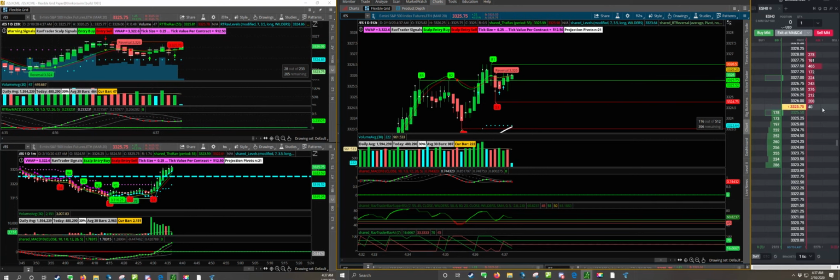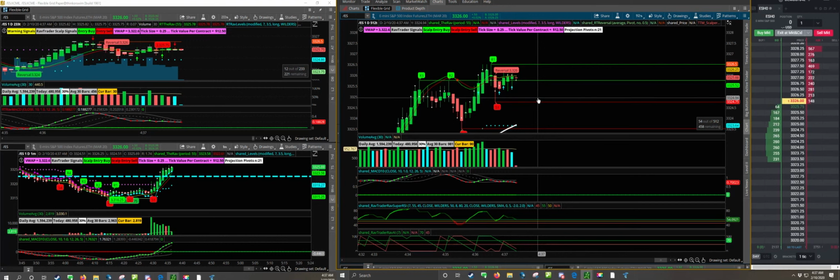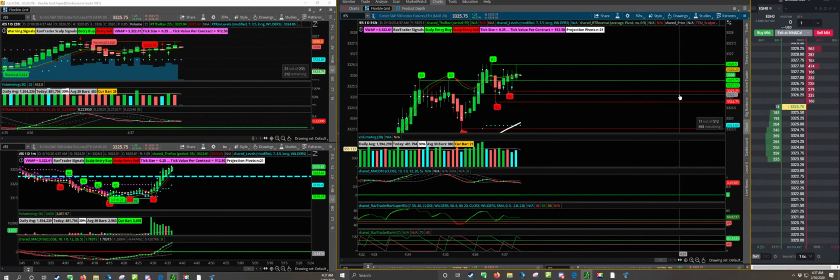Possible flag pattern. And not only that, if you look at your 512, we are channeling upwards. So that 26 long had triggered. Let me go ahead and draw this channel, and then you can see.